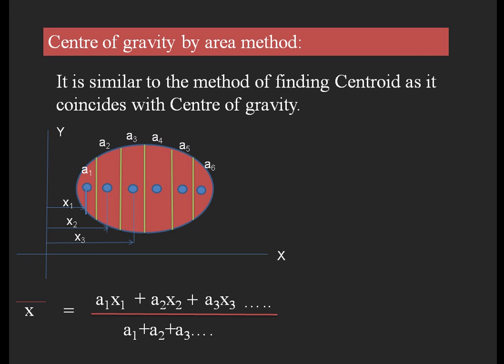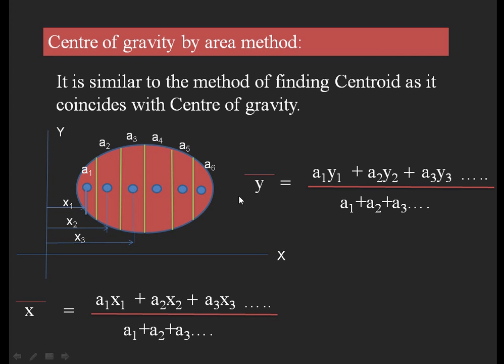Similarly, y bar, the y coordinate of the center of gravity of the whole body, can be written in the same manner as A1 y1 plus A2 y2 plus A3 y3, up to A6 y6, divided by the sum of all the areas, A1 plus A2 plus A3 up to A6. These are the two coordinate formulas which give us the center of gravity, or the centroid, since the centroid coincides with the center of gravity for a plane figure. By using these two formulas we can find the center of gravity of plane figures.